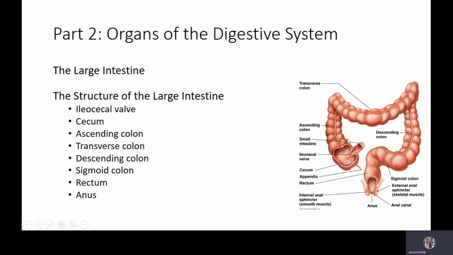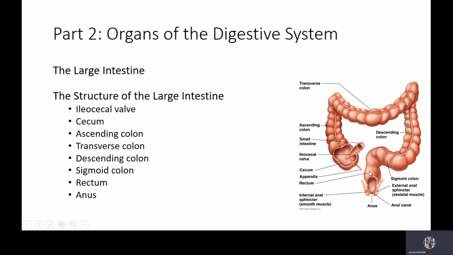Then we have different regions of the colon. We have the ascending colon, where the material will move upwards. The transverse colon will move across the intestine or across the body. Descending colon, where the material will come downwards. And then we have the sigmoid colon, which will move the material from the anterior part of the body towards the posterior part of the body. Sigmoid gets its name because it has an S shape to it.